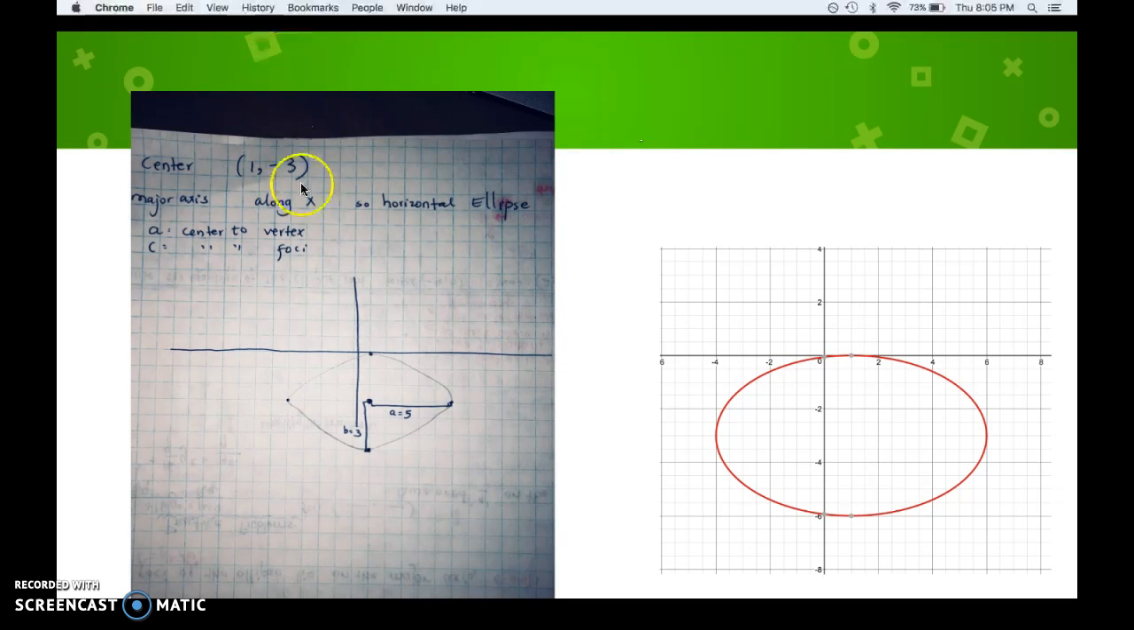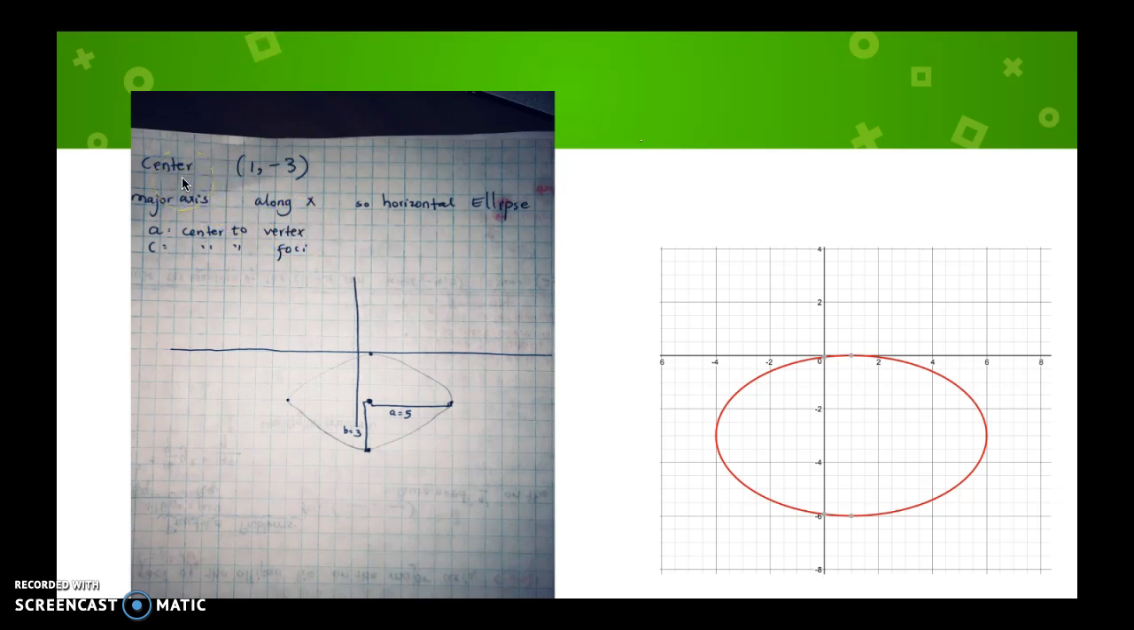The first thing I do is locate my center. I hope you located your center as (1, -3). If not, ask me questions in class. Next I ask myself, where is the major axis? The a, which is the larger denominator, was under the x variable, which means this is an ellipse along the horizontal axis, so it's a horizontal ellipse. From the center to the vertex, I've got that distance a, and from the center to the foci, I've got the distance c.